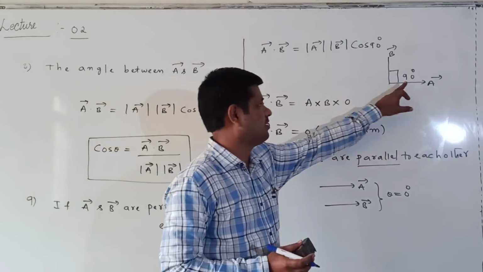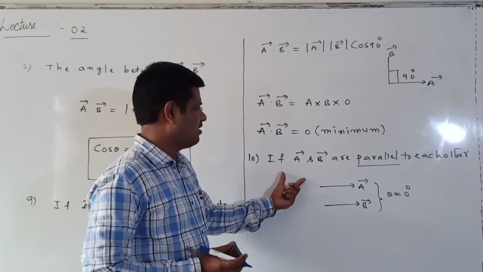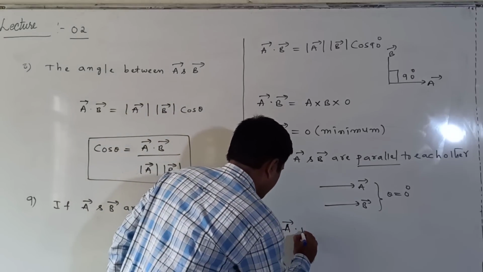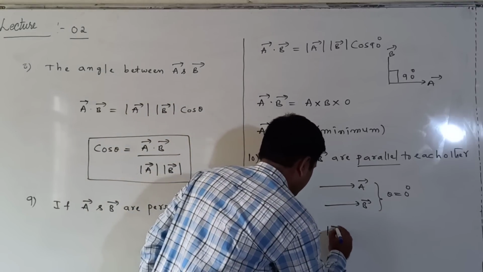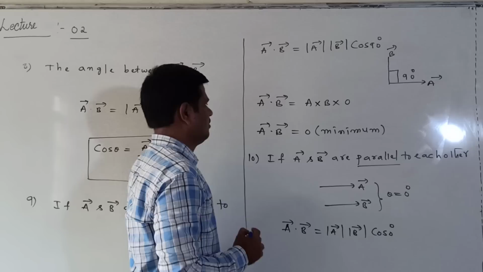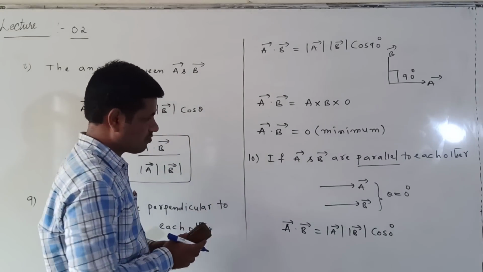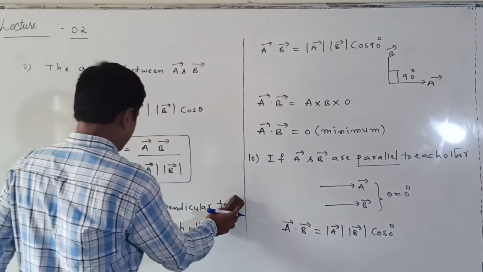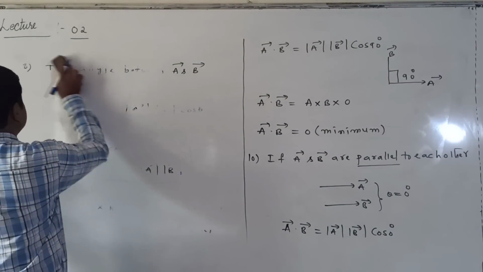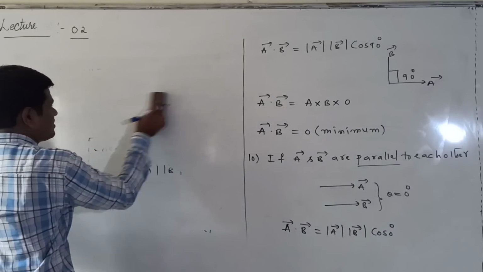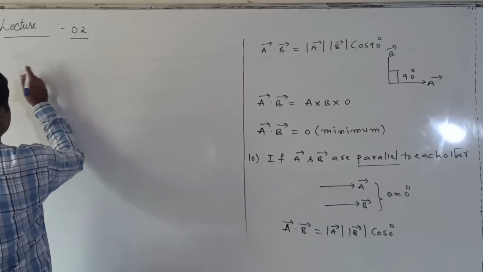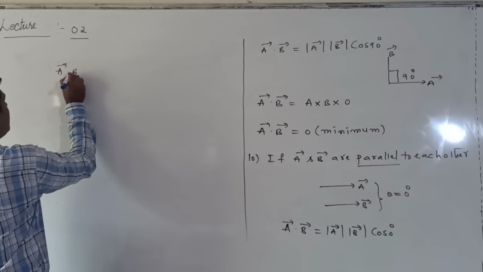Here perpendicular means the angle between these two is 90 degrees. Parallel means the angle between these two is 0 degrees. Now from this I am writing A bar dot B bar is equal to mod A bar into mod B bar into cos 0 degrees. What is cos 0? Cos 0 value is 1, sin 0 value is 0. Now from this we are getting A bar dot B bar.